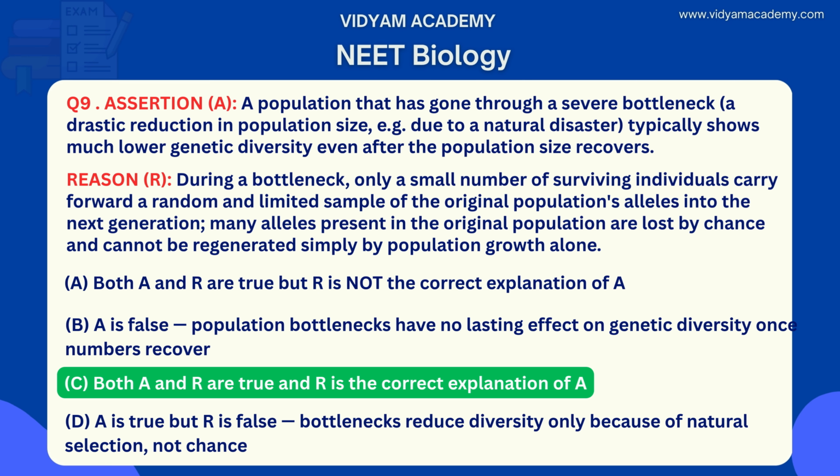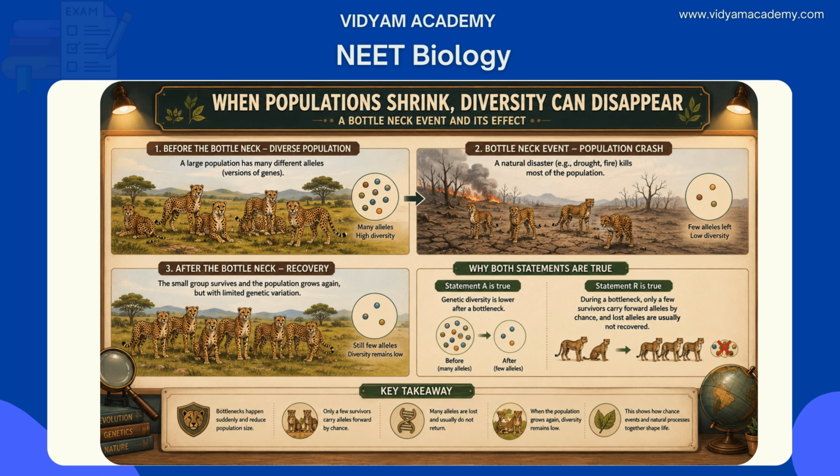Let's see how and why. Populations that have survived a bottleneck, such as cheetahs, which suffered an extreme population crash thousands of years ago, consistently show significantly reduced genetic diversity compared to populations that never experienced such a crash, even long after numbers have recovered.